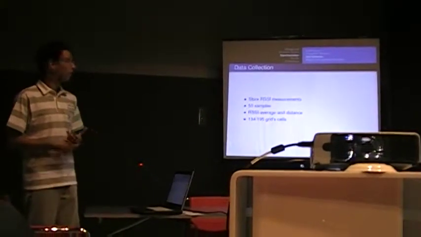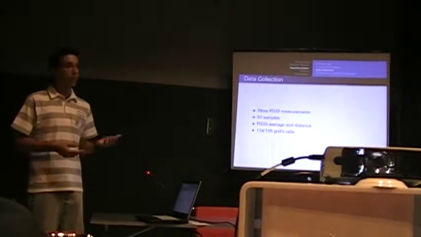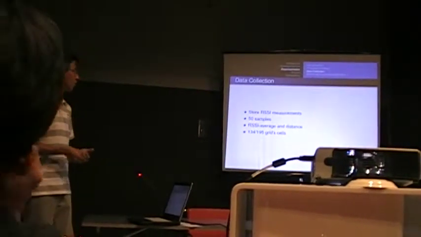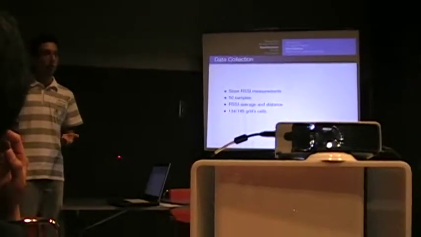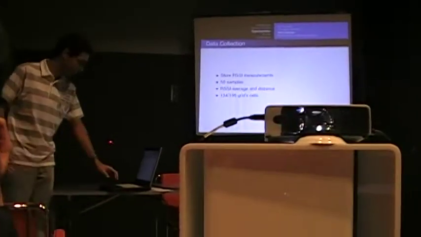The data collection consisted of storing several signal strength measurements, more specifically 50 samples on each grid cell. We took 50 samples on each cell, calculated the average at each point, and associated the average with the real distance between the mobile device and the base station in order to find a function that describes that. We actually didn't make measurements in all the grid cells because some were unreachable regions like bathrooms or restricted areas. But most of the area was covered by the data collection.